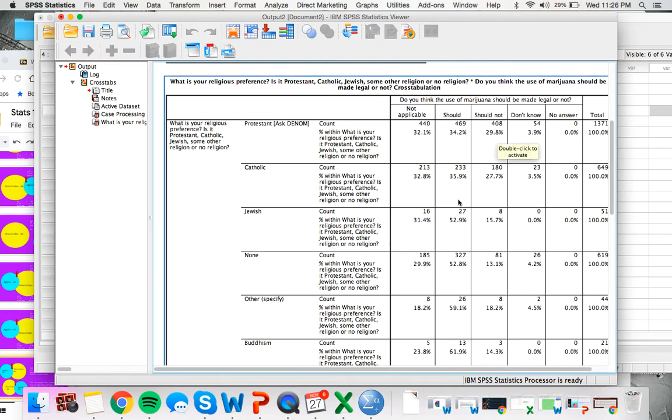Okay? It's not saying that 35.9% of people who said we should legalize it are Catholic. No, you can't read it back down that way, because that's not 35.9% of all the people who said that we should legalize it. You have to go across. Of the people who responded Catholic, 35.9% said we should legalize marijuana.